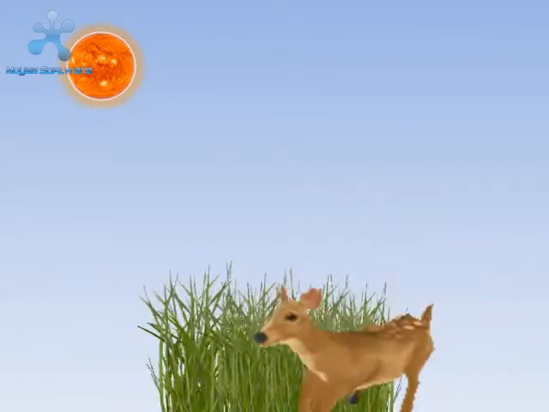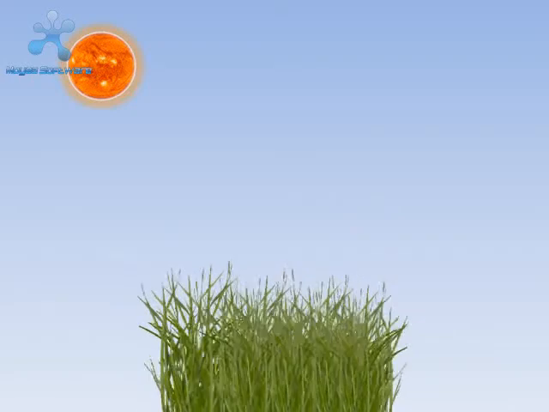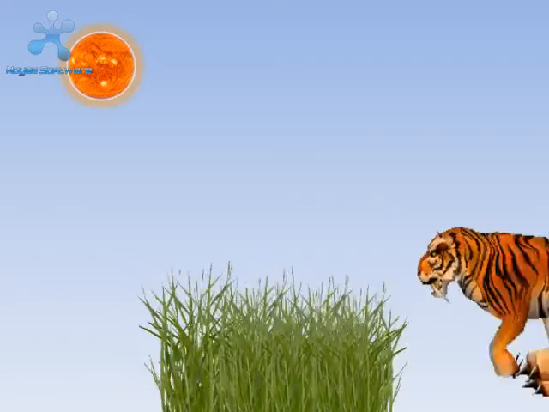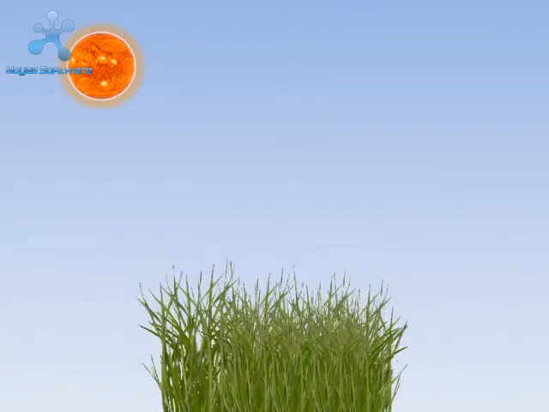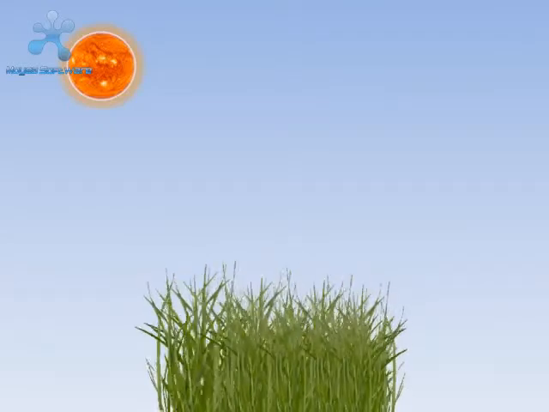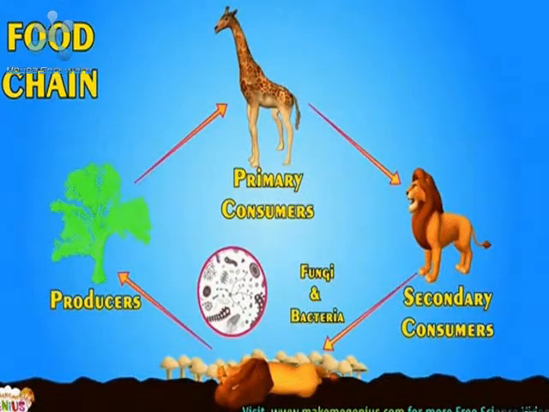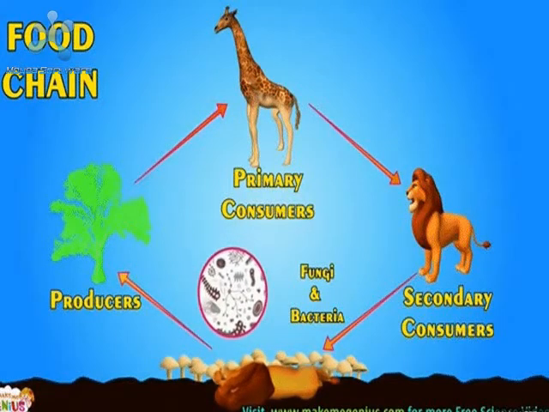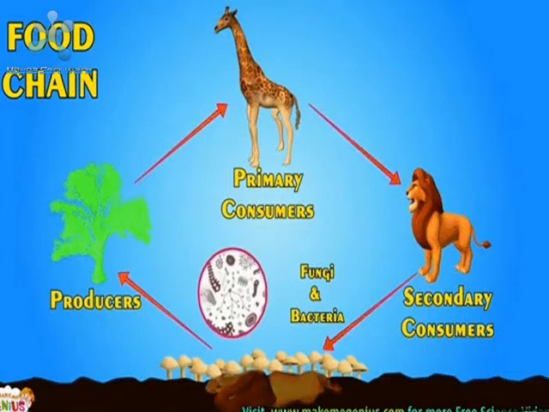There are animals which obtain their food by eating herbivores. They are described as secondary consumers. The deer or cattle may become food for lions or tigers. A kind of nutritional relationship where the food energy is transferred from one trophic level to another is called a food chain.